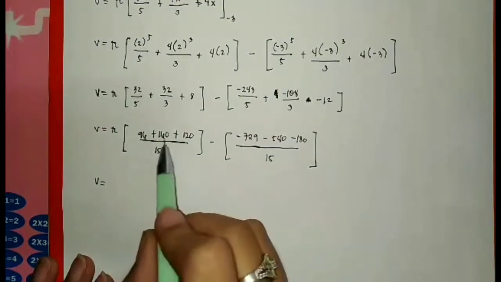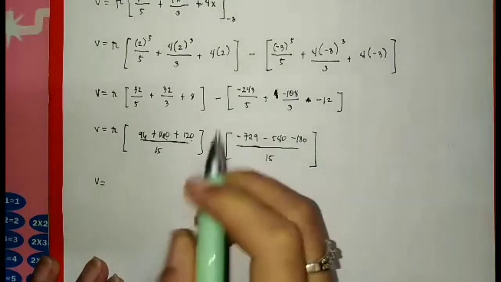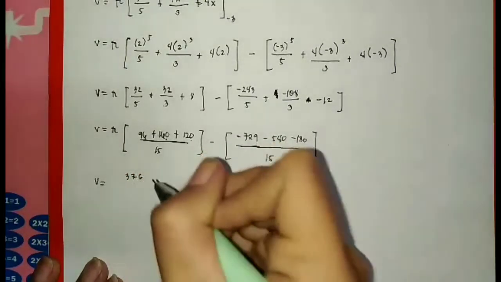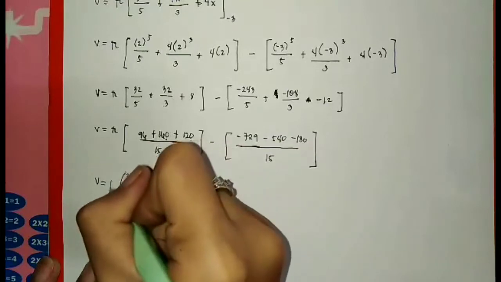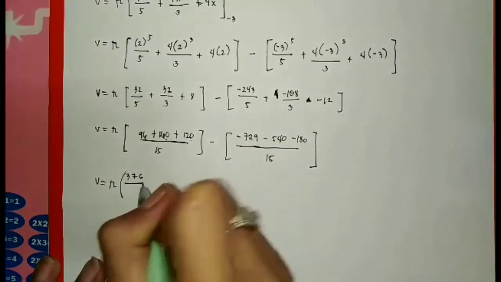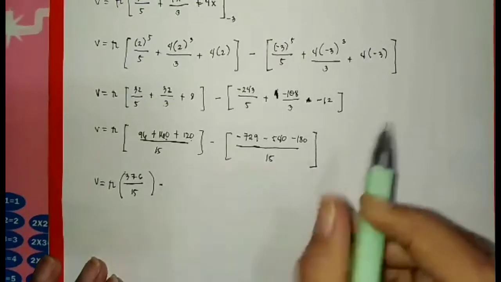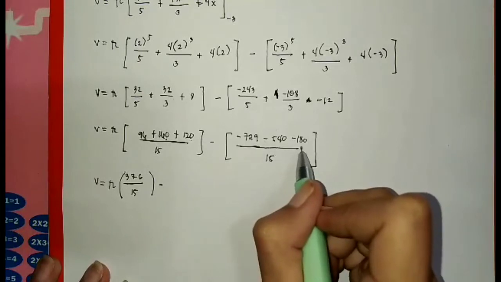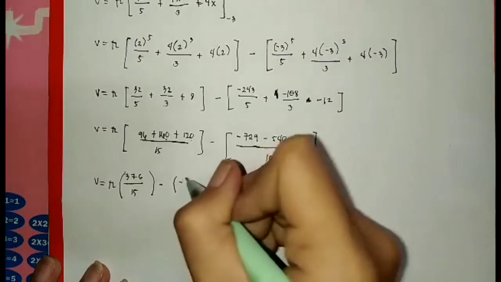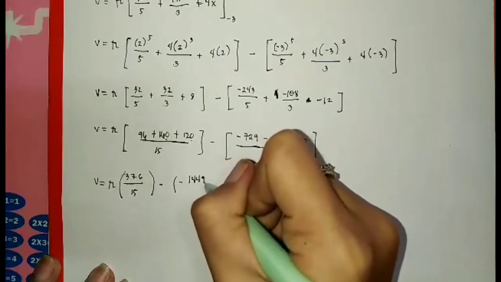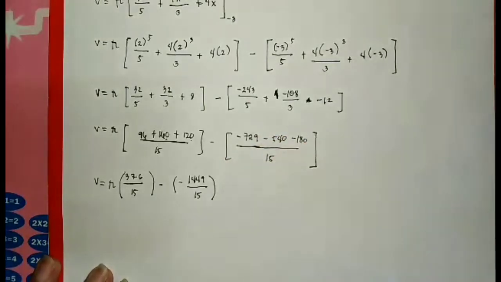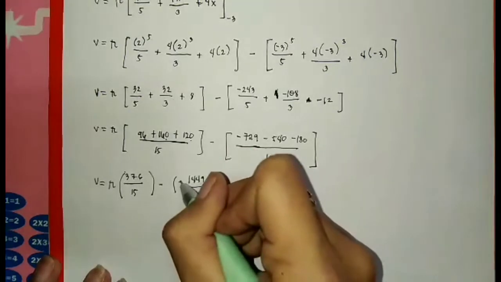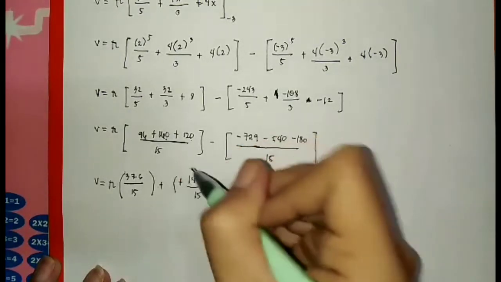Okay, so 96 plus 160 plus 120, that's 376. I forgot the pi, sorry. 376 over 15 minus negative 729 minus 540 minus 180, that's negative 1449 over 15. So by using the rule of subtracting integers, change the sign of the subtrahend, then proceed to addition.